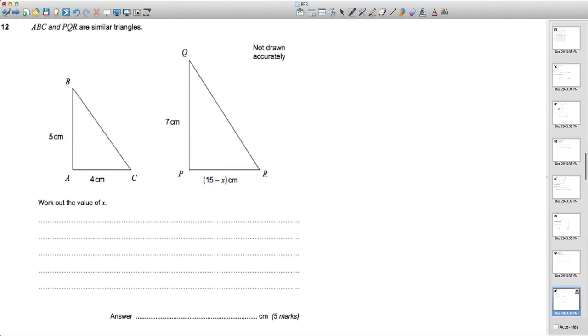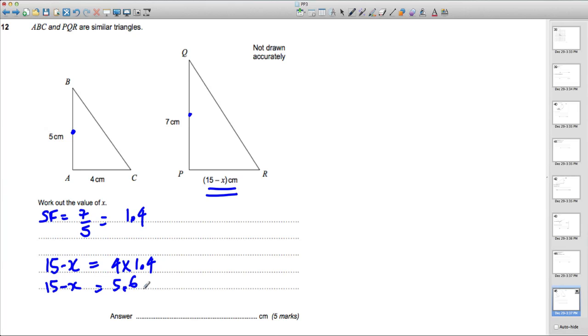Okay, simple 4 marks. ABC and PQR are similar triangles. Work out the value of x. So if they're similar, that side and that side are related to each other. So what's the scale factor? The scale factor must be 7 divided by 5, the bigger divided by the smaller, which is 1.4. Therefore, this length here, 15 subtract x, must be equal to 4 times 1.4. 4 times the scale factor, and 4 times 1.4 is 5.6. So 15 subtract x must be 5.6.